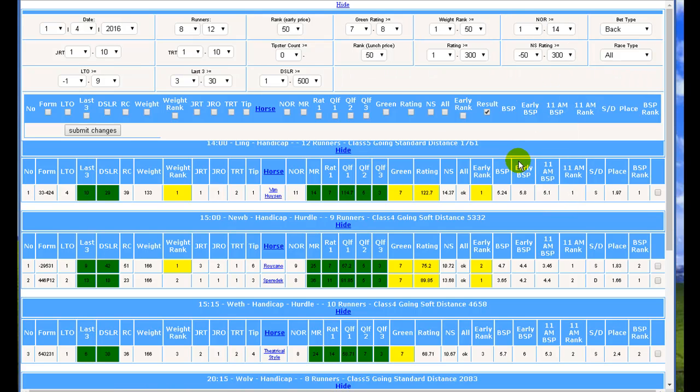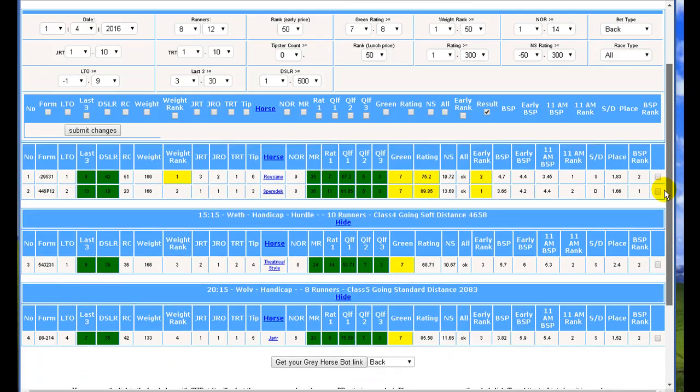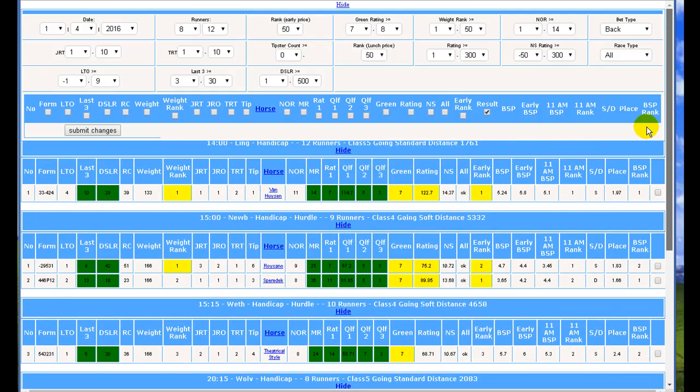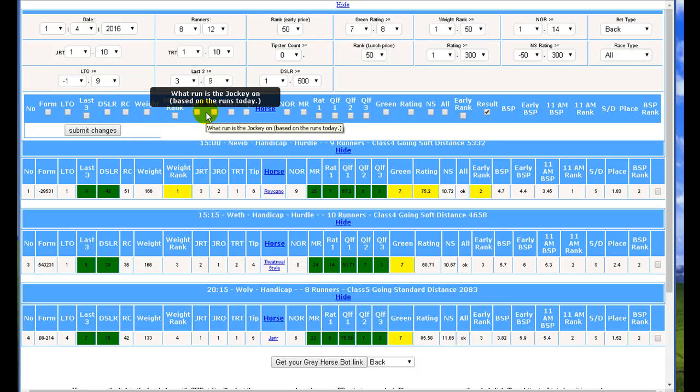Okay, and as you can see, we're getting fewer and fewer runners, and we're actually down to about 1, 2, 3, 4 now. Okay, and finally, I've got this last 3 figure here, which is basically these 3 figures added together, and I like to keep that below 9 on some occasions. So on this particular occasion, anyway, I'm going to change that to 9. Okay, that's left me with 3 runners.